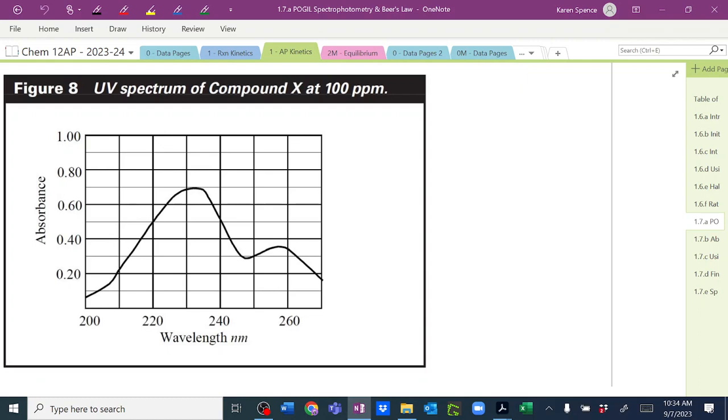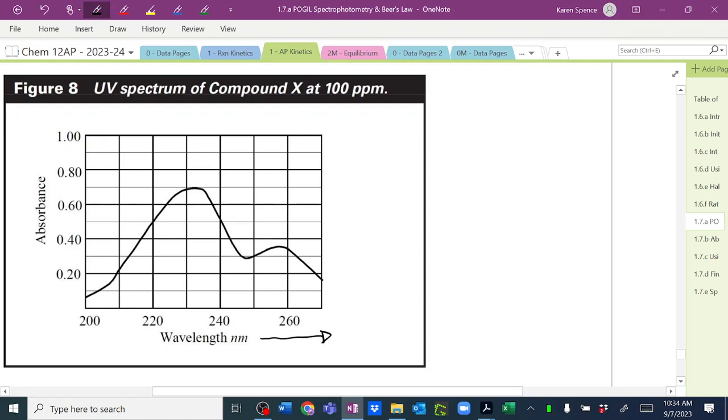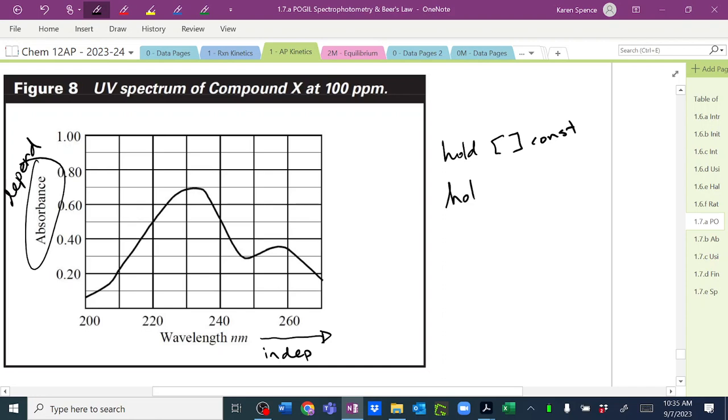This particular graph, we're changing the wavelength, that is our independent variable, okay? That means all our other variables other than absorbance, which is the dependent variable, have to be held constant. So they are controlled variables. So we are holding concentration constant, and we are holding the path length.